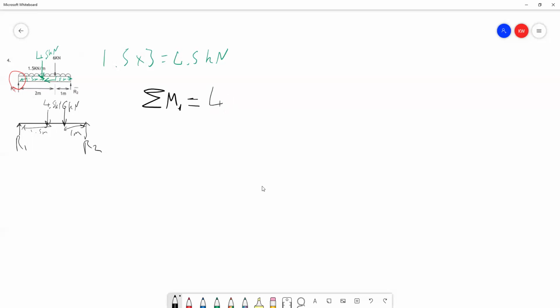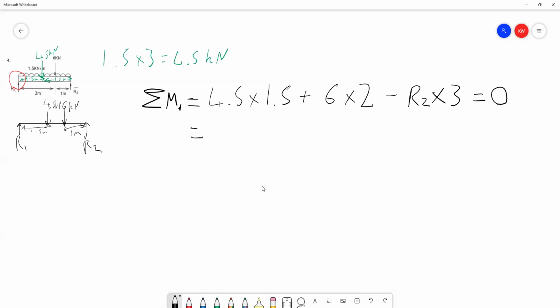So we've got the 4.5 kilonewton force acting at a distance of 1.5 meters. We've got the 6 kilonewton force acting at a distance of 2 meters, and we've got subtracted from that, because it's acting in opposition to it, the as yet unknown reaction force R2 acting at a distance of 3 meters. And we know that the sum of these must be 0 because we've got no movement.